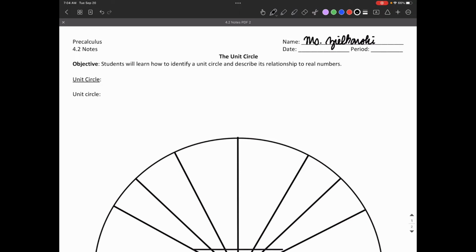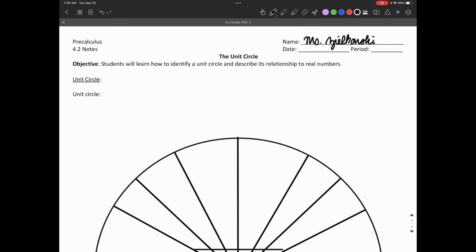In this video, I'm going to talk about the unit circle. The unit circle is a circle with radius 1. That's why it's called the unit circle. And it's really simple, so it's a great way to learn and talk about lengths and angles for trig.